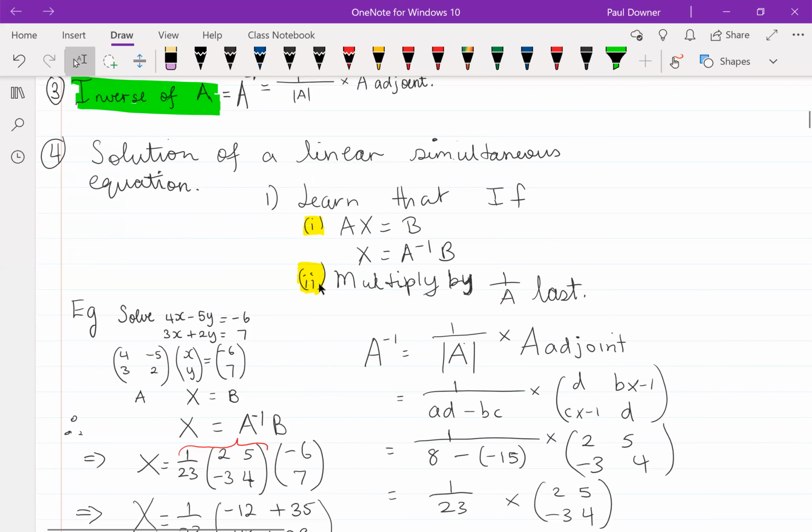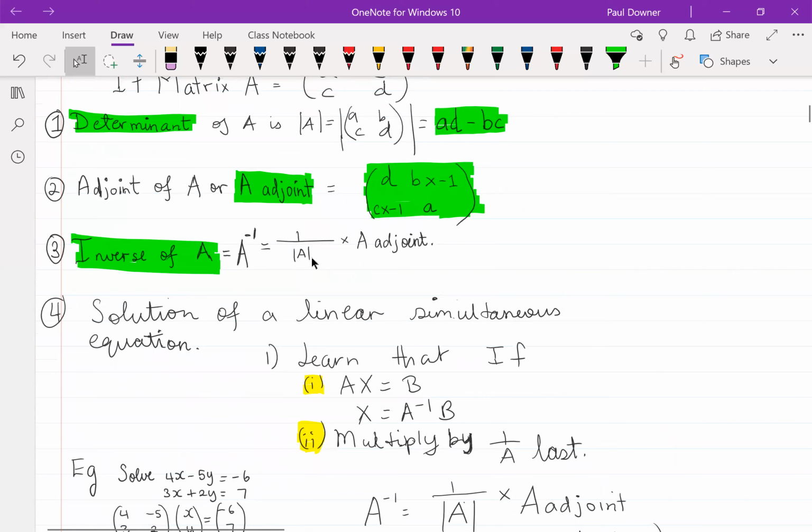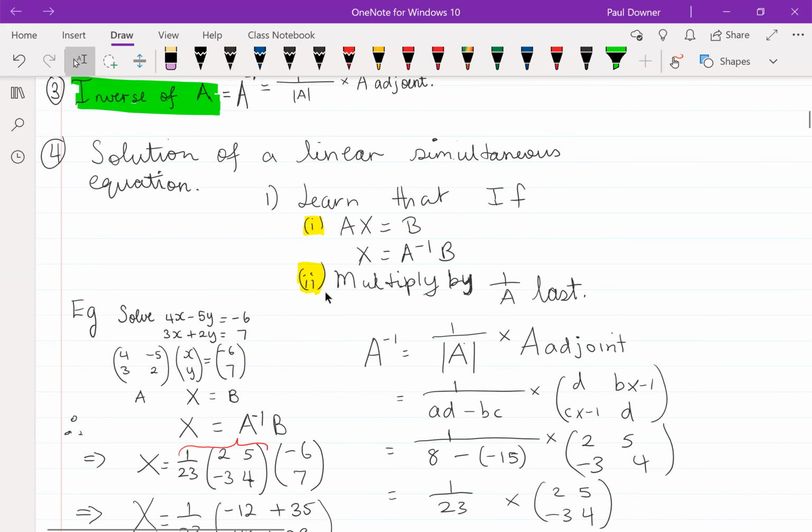The second thing you need to know, in addition to those 3 items, in order to make your life easy: one of the steps in this calculation is that you have to multiply a matrix by 1 over the determinant. This is really supposed to be the determinant, right? So this calculation here, you have to do that last. Don't do that up front, because if you do it up front, it will make your working a little more cumbersome. So this is the second thing you should know about when you're doing these calculations.